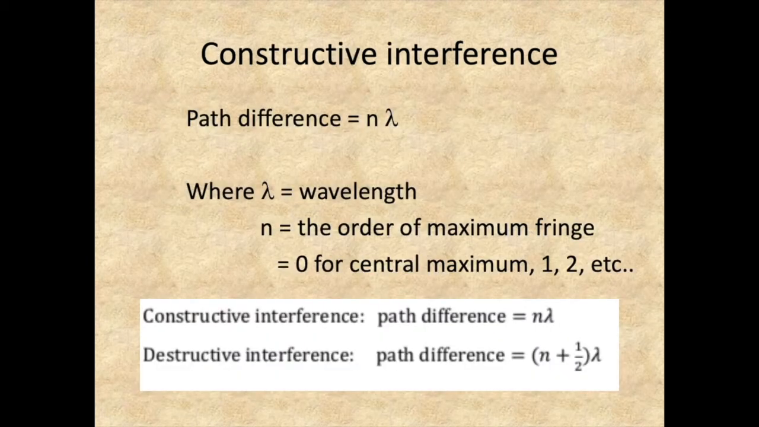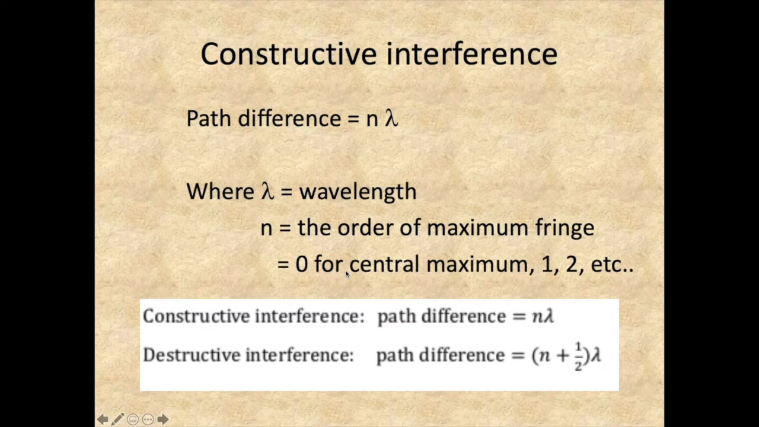So to conclude from this, constructive interference takes place at any point on the screen where path difference is an integer multiple of lambda, where lambda is the wavelength and n is the order of the maximum fringe. Fringes are each of the bright spots or dark spots. Each region is named a fringe. N is an integer starting from 0.